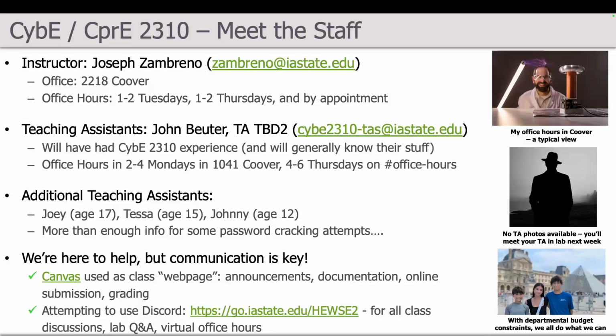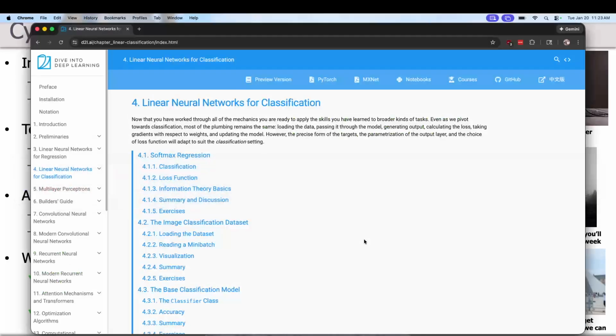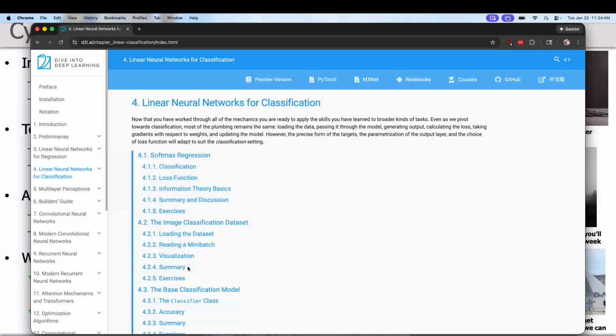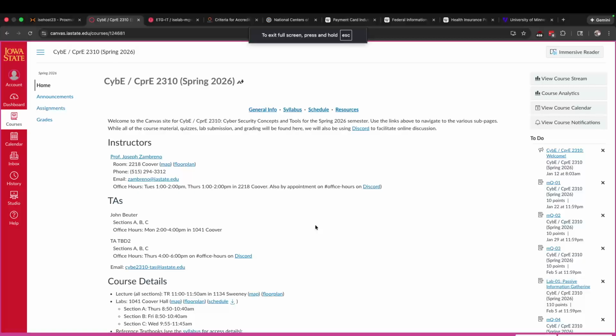We will use Canvas. I'm kind of old school that way, primarily as a class web page. This is sort of the student view of it.